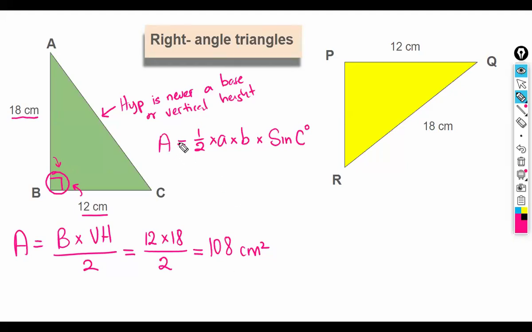Do me a favor. Use the second formula now and tell me if you get the same answer, 108. Let me know if you will get the same exact answer. So it's a half. A and B, the two sides. You can put the 12 first or the 18 first. The formula doesn't care. And the angle in between is 90. I guarantee you, you will get 108 centimeters squared.